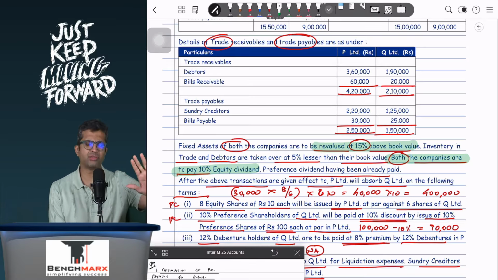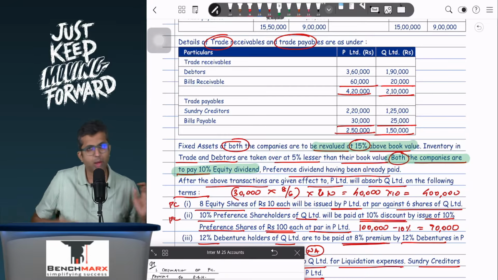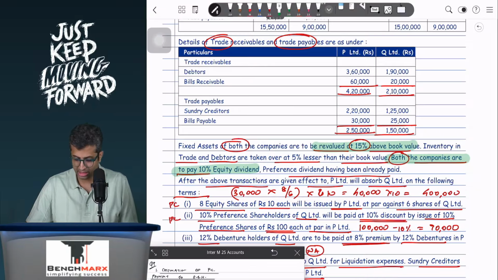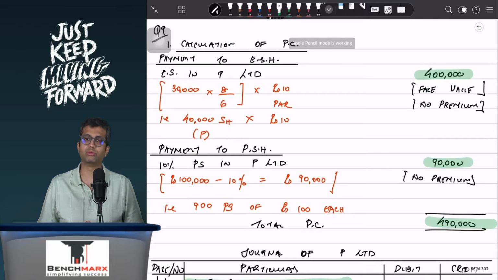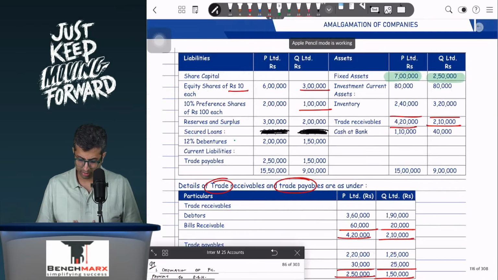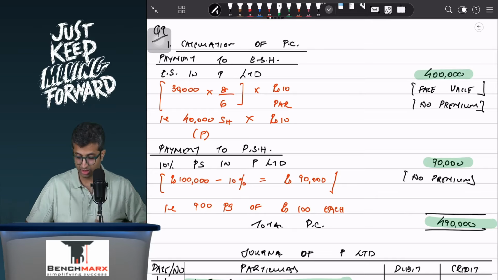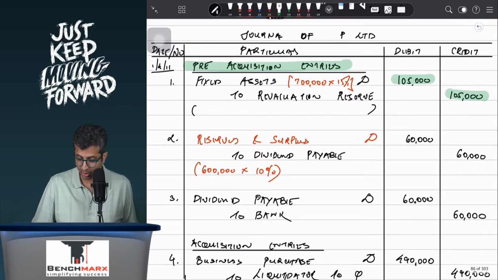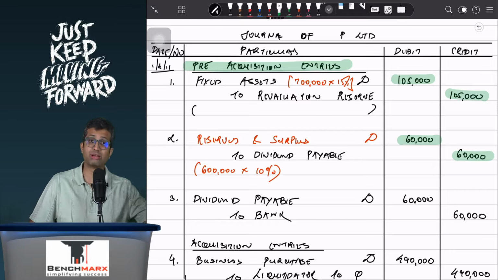So P's inventory you are not going to touch. Q's inventory and debtors you will take over at 5% lower. But P's inventory remains the same. And hence over here we will do an equity dividend of 6 lakhs into 10%, that is 60,000. Your entry will be reserves and surplus account debit to dividend payable, and then dividend payable account debit to bank. This will be at 60,000. These are your pre-acquisition entries in the books of P.